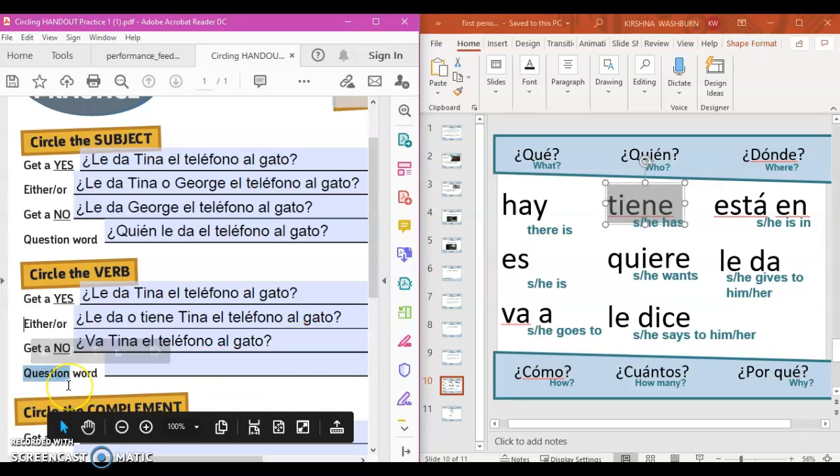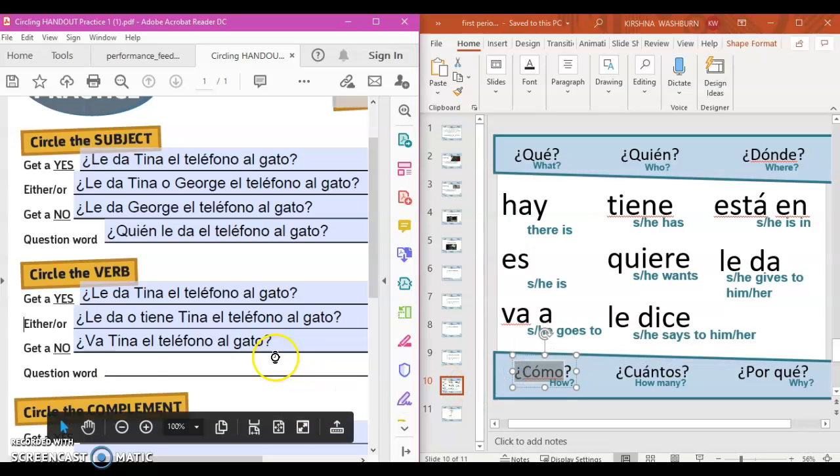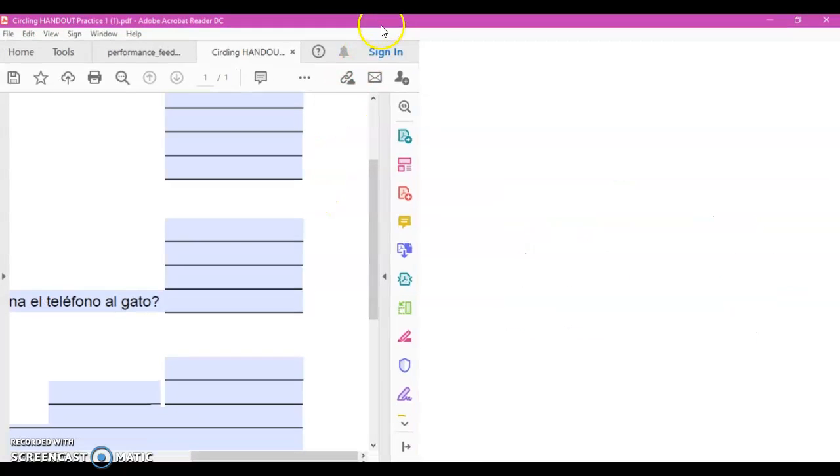The last question in this section is we're using a question word for the verb. So in this one, now we don't necessarily know how to answer this one, but we could say, how gives Tina the phone to the cat? So I'm just copying the word how and putting it in front of everything. How? ¿Cómo le da Tina el teléfono al gato? How gives Tina the telephone to the cat? Or how does Tina give the phone to the cat? We don't know the answer for that. Maybe she gives it to him gently. We don't know. All right.